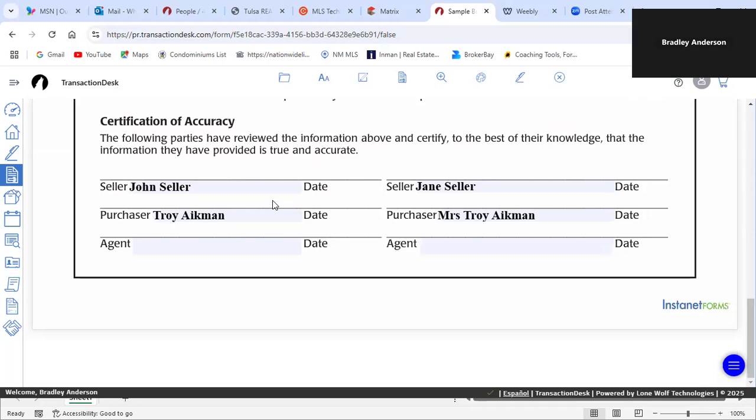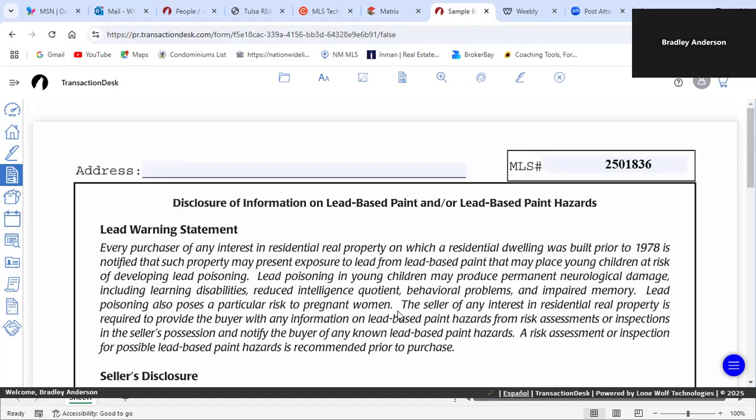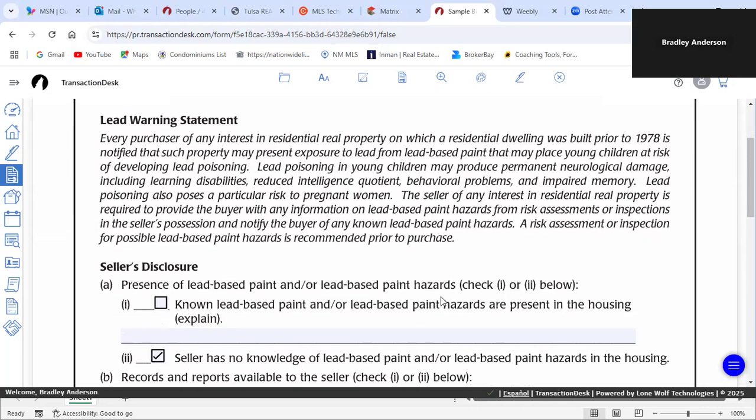So the buyer does have some work to do on this, but their only consent is by initialing. Then they come down here, and the seller signs. In my example, John and Jane Seller, and then the buyer signs. In my example, it's going to be Troy Aikman, Mrs. Troy Aikman, and then each agent. But the thing to remember here is that this is initiated by the seller, because the buyer has to react or opt for what they're going to do based on what the seller discloses.